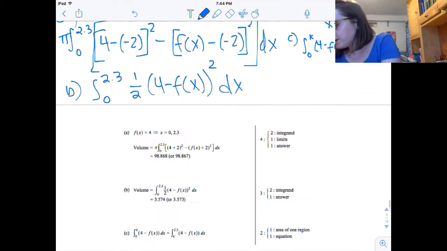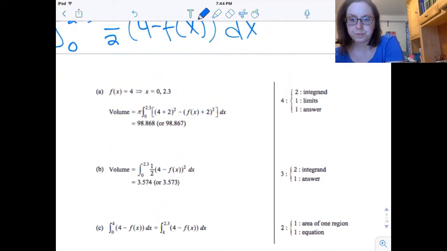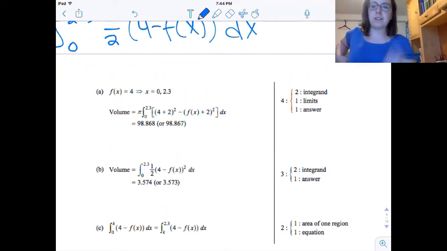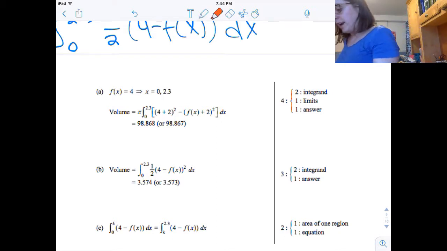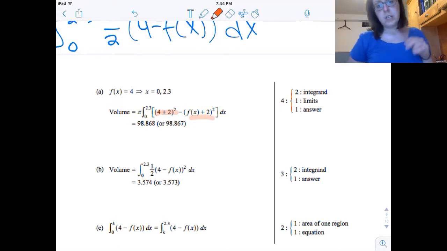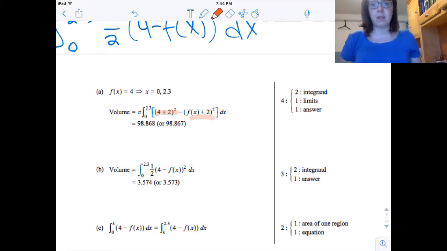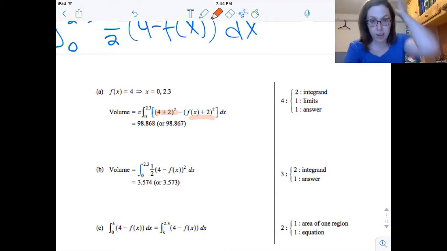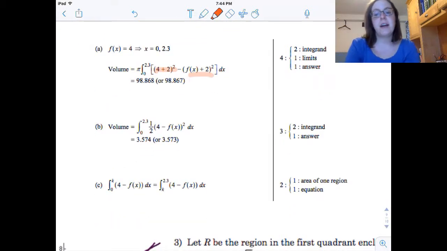So these were your actual scoring guidelines for this. Part A was 4 points. The integrand was 2 points, so treating this like a washer and having this and then that was 2 points. Your limits from 0 to 2.3 was a point, and the final answer was a point, and it was just on your calculator. Part B was 3 points. You needed the integrand, so you needed 4 minus f of x, and you needed 1/2 the base squared, and then your answer was 1. And part C, again, that's one example, but there are many. So the area of one region needed to be correct, and then the equation needed to be there.